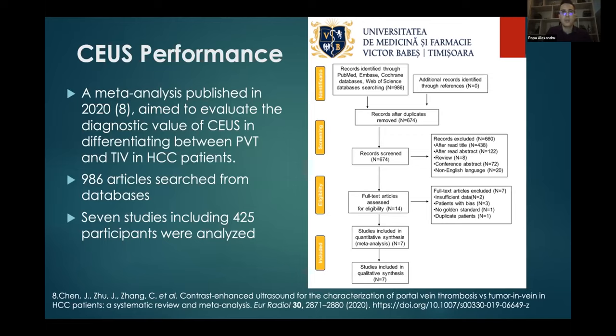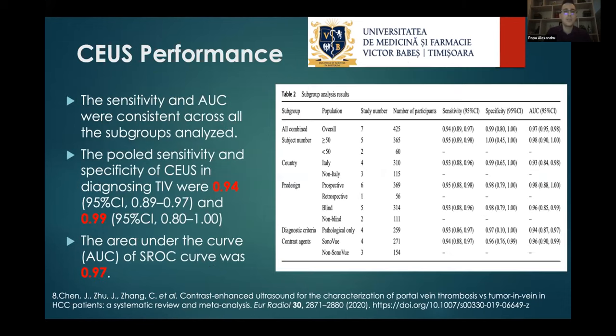In another study, a meta-analysis published in 2020 by Chen et al., the aim was to evaluate the diagnostic value of CEUS in differentiating between portal vein thrombosis and tumor in vein in hepatocellular carcinoma patients. After screening 986 articles, seven studies, including 425 participants, were analyzed.